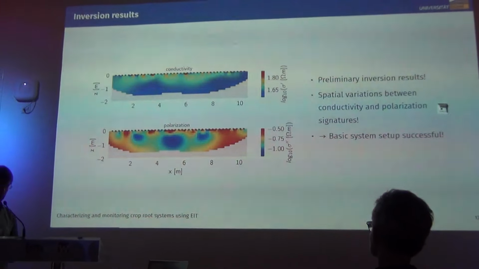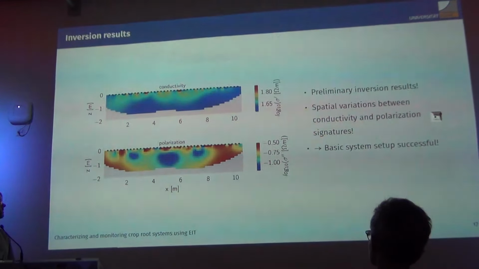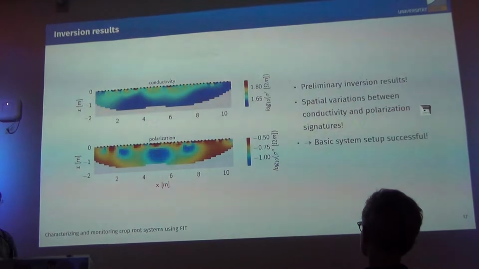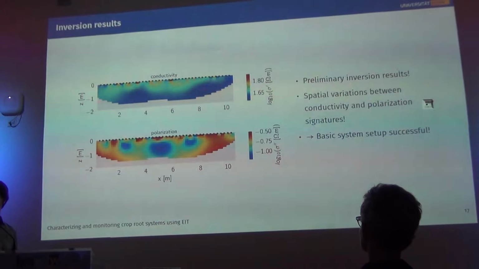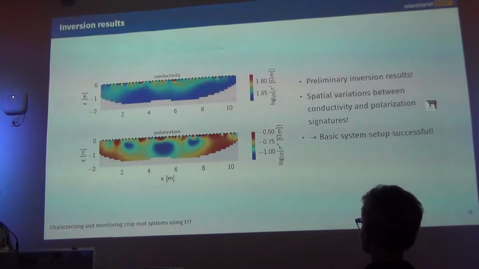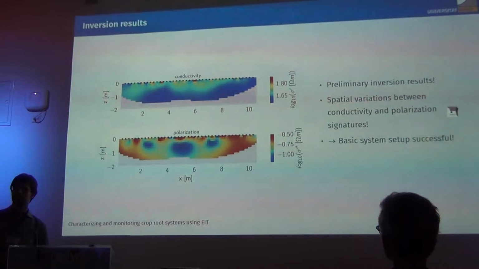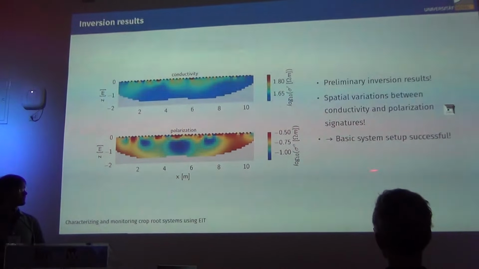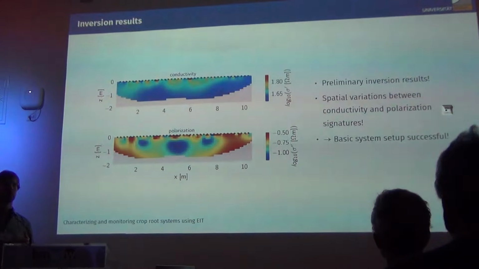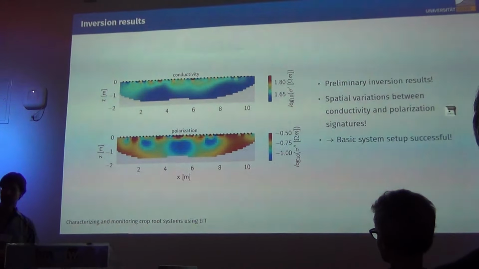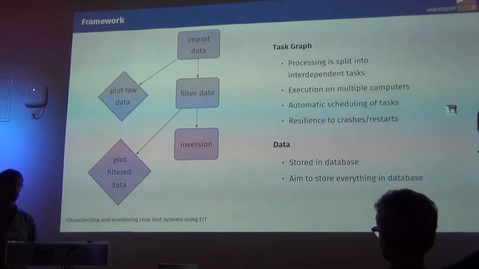We also did some preliminary inversions. The conductivities primarily show the layering that is present at the site, but we also see quite systematic polarization signatures, which we cannot interpret yet in terms of root or biological parameters, but they're not completely useless, which is quite nice. In summary, we think that we have a basic system set up that is readily primed for the next growing season. And perhaps one last slide regarding the analysis.